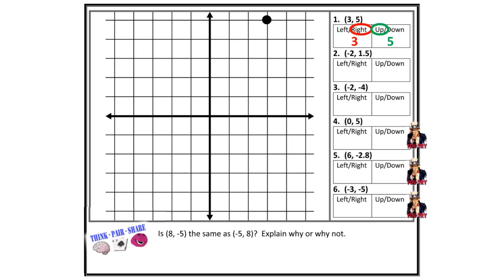The next example, -2, 1.5. -2. So I'm going to start at my origin, and I'm going to end up going 2 to the left, because -2 is left.